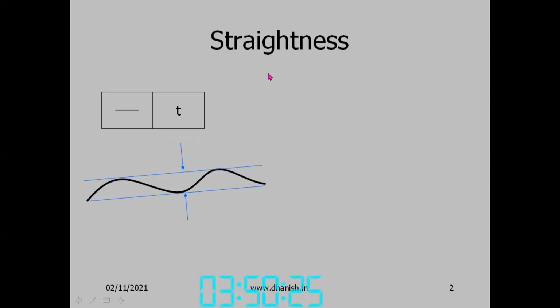So the symbol is a straight line. Straightness is represented by a straight line, and T is the tolerance. What is the meaning of this? That means the actual surface should lie between two straight lines separated by a maximum distance of T.